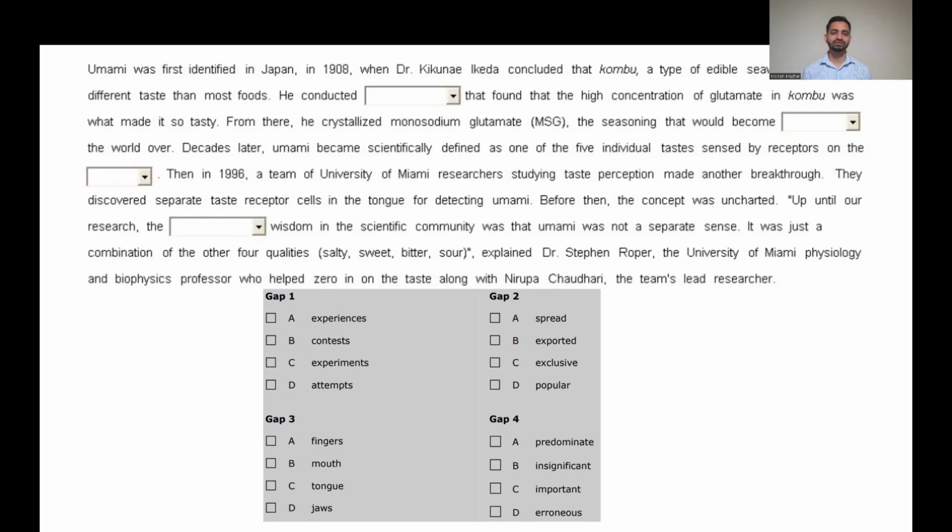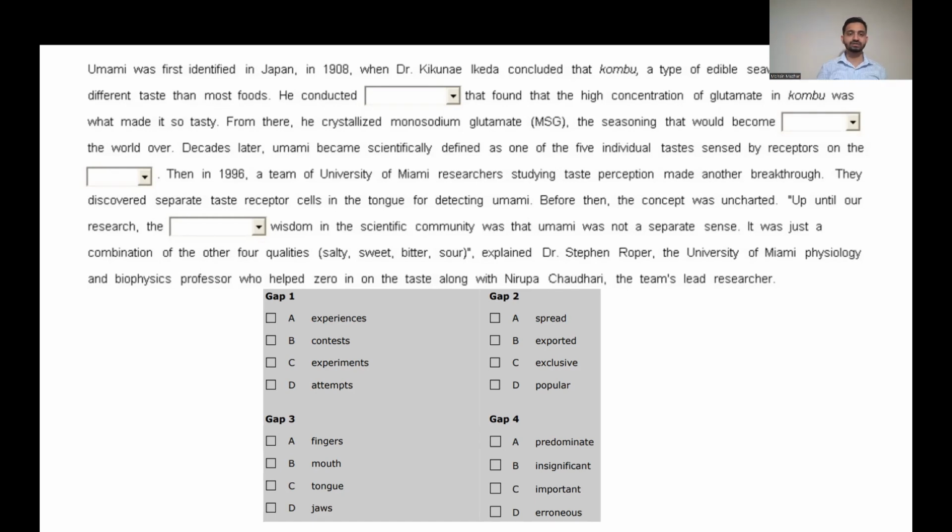Up until our research, the predominant wisdom, insignificant wisdom, important wisdom, or enormous wisdom. Here, I will go with predominate. So predominate means the most amount of wisdom in the scientific community. So it's talking about the majority of the people, right? Majority of the scientific community kind of gives you an idea that predominate is the correct answer here because we're talking about the scientific community.